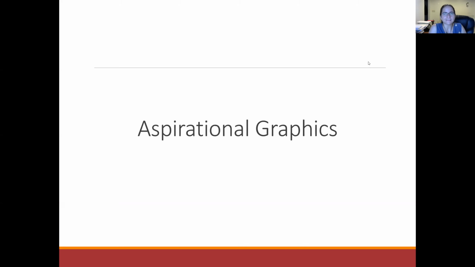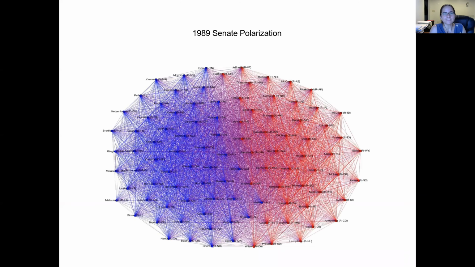So I'm going to start with some aspirational graphics. These are graphics that you could eventually create if you decide to devote more of your time to data visualization. This is a set of graphics that show Senate polarization over time, and we start with 1989. And as you'll very quickly realize, I'm a political scientist. I love graphics that tell stories about politics.